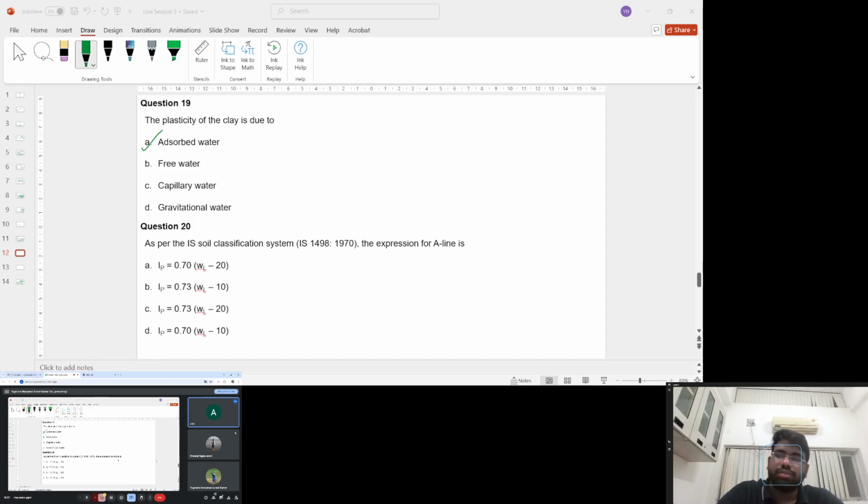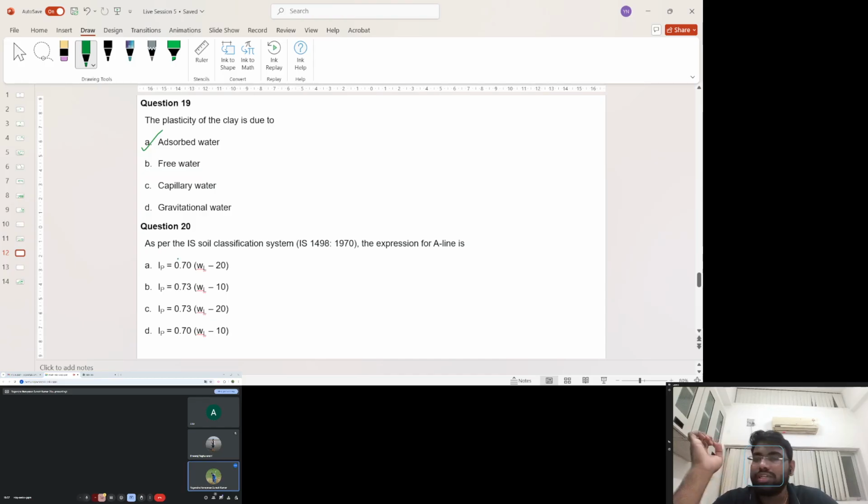Done, sir. Yeah. So, coming to the next question: as per the IS classification, Indian standards, the expression for A line is... There is no concept behind this. This is a thing that you need to remember. So the theoretical value for the A line is plasticity index equal to 0.73 times liquid limit minus 20. So this is the line.